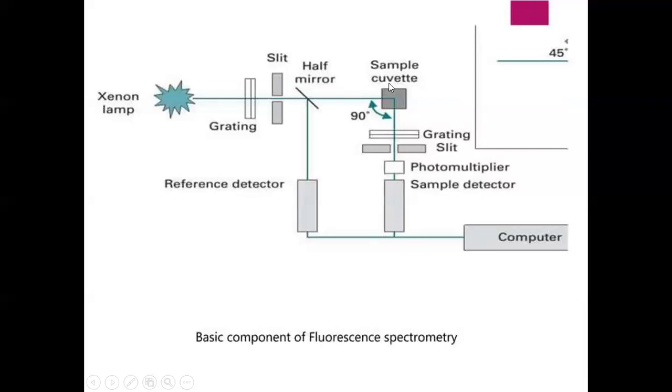So here you have the sample cuvette that is being placed. One part of the radiation goes to the sample cuvette, and then it goes to the photomultiplier tube. That is when the radiation being emitted from the sample is less. You need an amplifier to amplify the signal you get from the light. So there's a photomultiplier tube which will multiply the signal to multiple folds, and then the sample detector will be the detector.